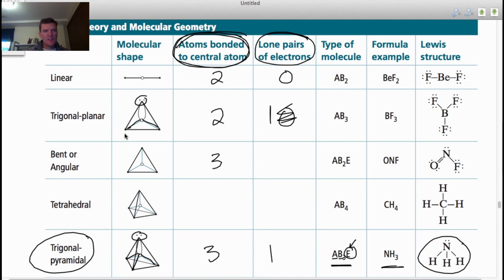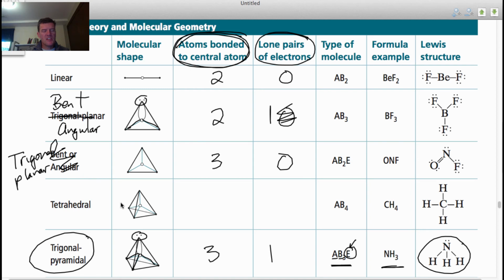You know what? This should be different. I apologize. This one should be bent. That is bent or angular. They have these wrong here. Okay? Please change that. This is 2 and 1. This is 3 and 0. This is your trigonal planar.